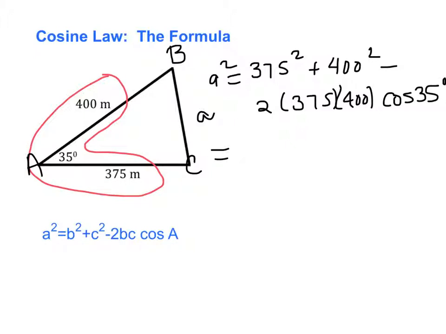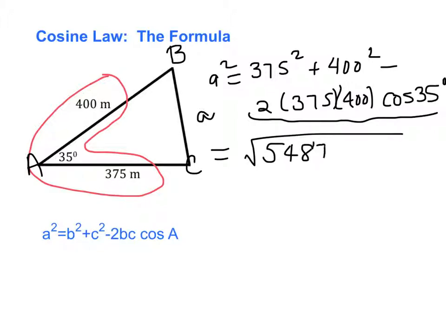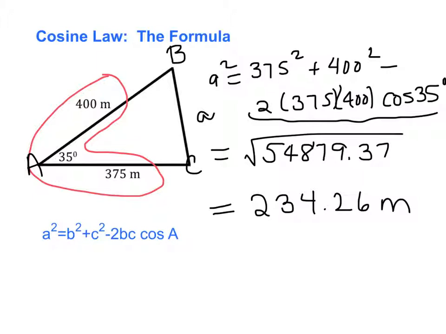If you plug that into your calculator, remember to do this very carefully with the second half. Cos 35 times 400 times 375 times 2. Make it negative. Add 400 squared. Add 375 squared. You should get the square root of 54,879.37, and the square root of that is 234.26. In this case, that is meters. So just be very careful when you're plugging this into your calculator. Please do it until you get it right.